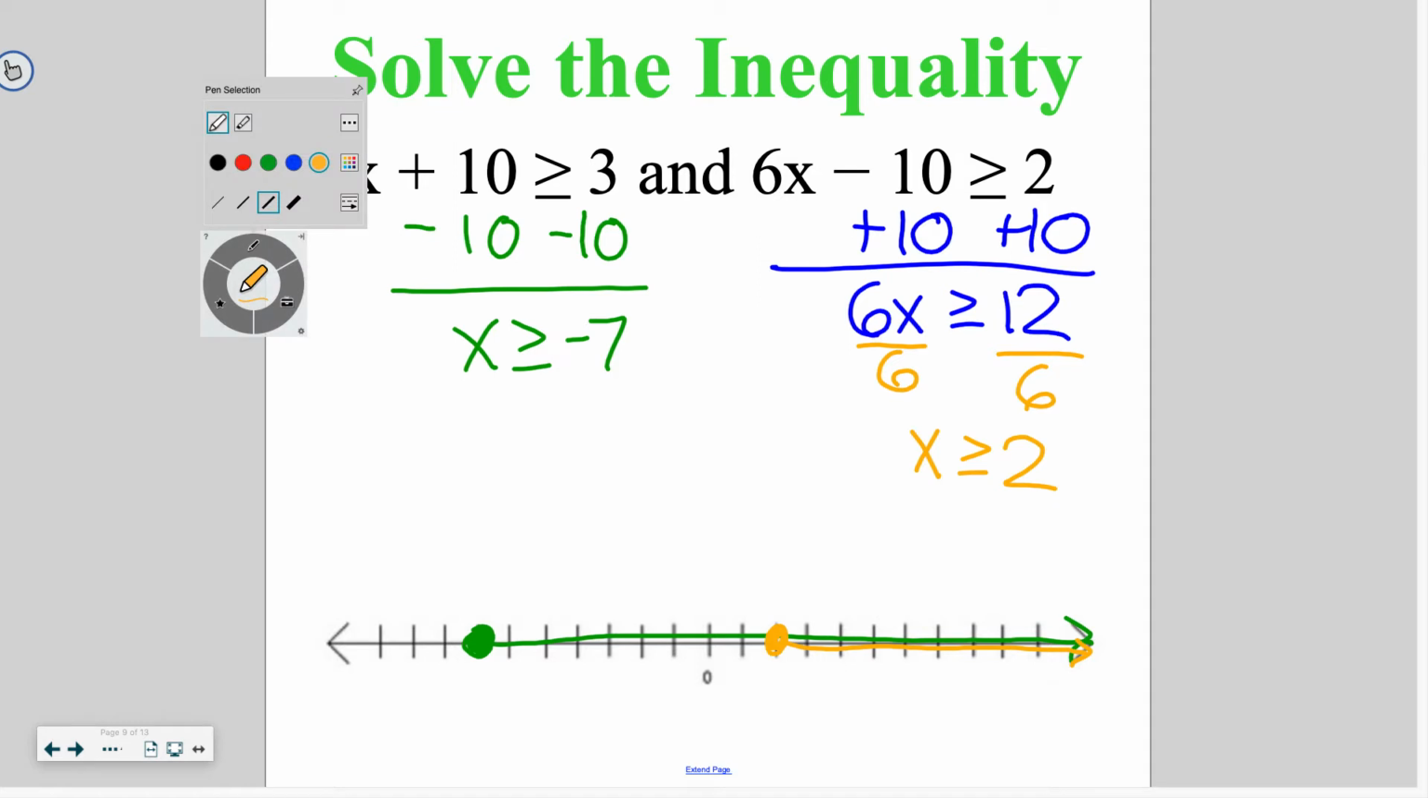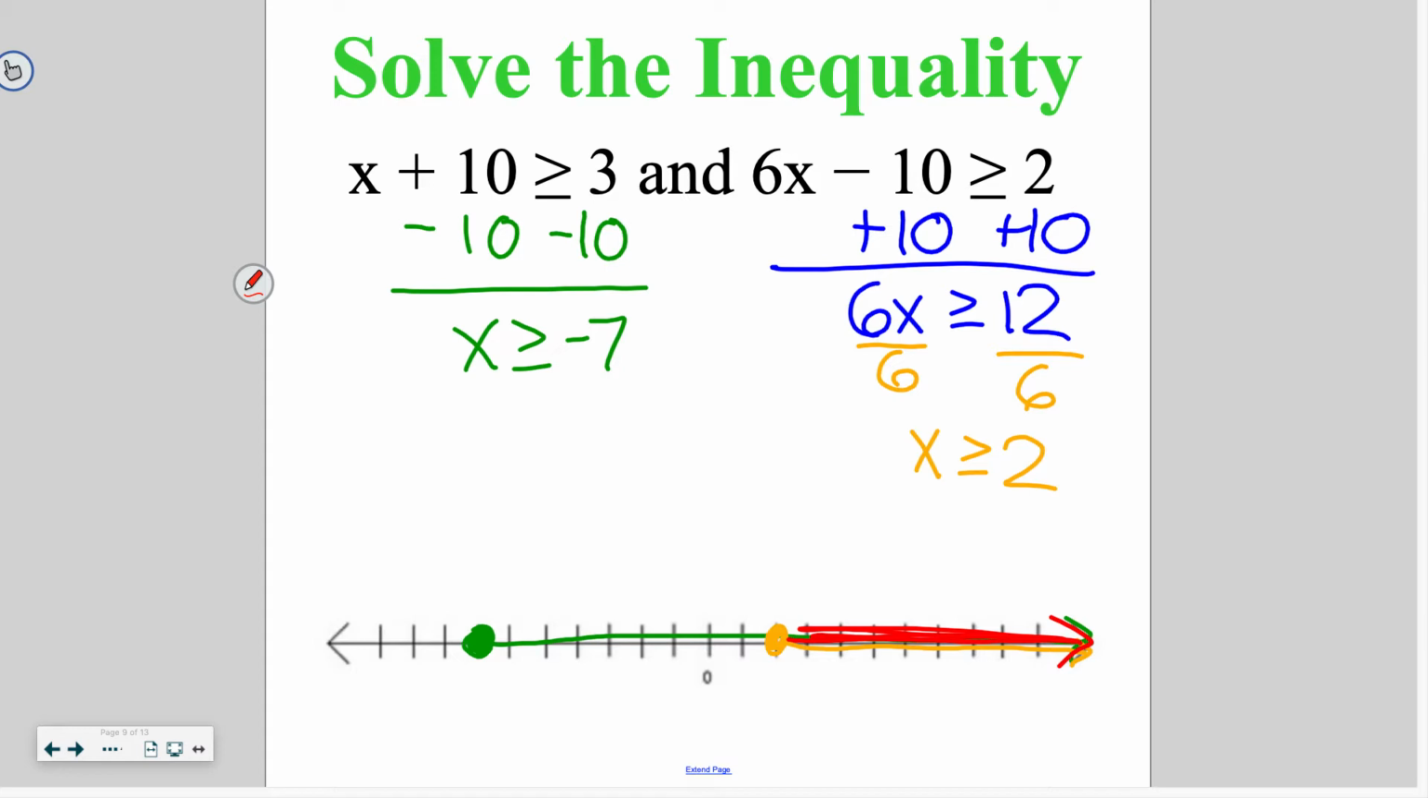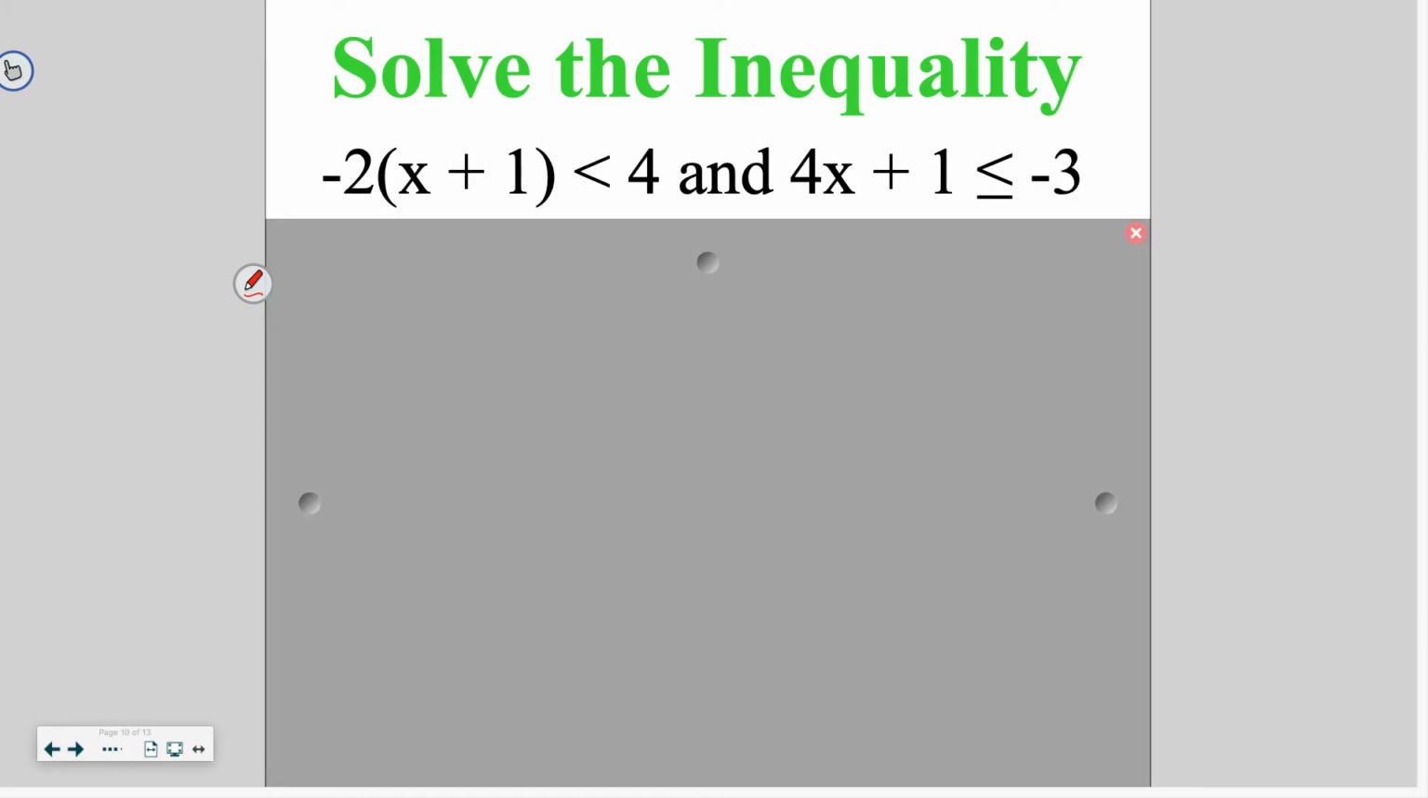So our job now is to figure out what part actually works. So we're looking for that piece of overlap. So this piece going greater than 2 is our solution here. Go ahead and try this one on your own.